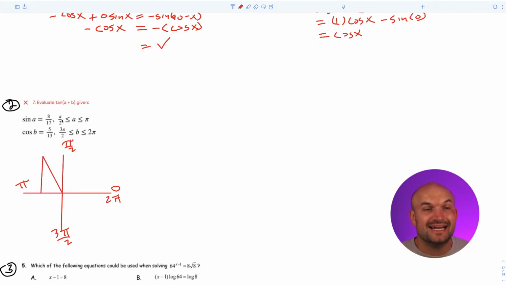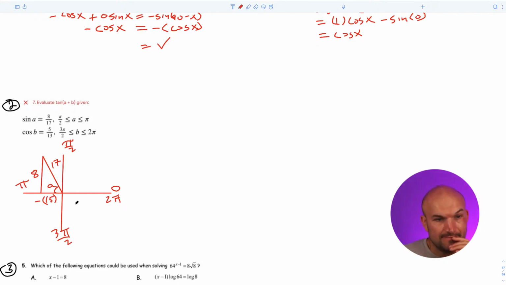Again, remember sine is opposite over hypotenuse, so it's going to be 8 over 17. Is that going to be 15? Using the Pythagorean theorem, 17 squared minus 64 is going to be 15. Yep, okay. Now again, be careful, since it's in the second quadrant, what else do we also know? We also know that it's going to be a negative, because you're going to the left.